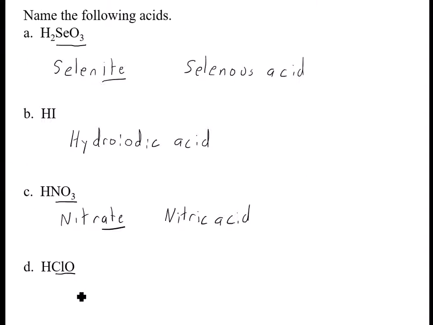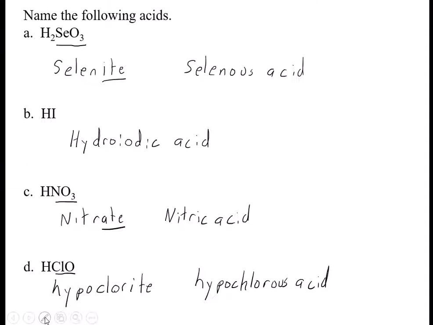ClO, okay, chlorine is on the 7, so it takes 2 to make ite and 3 to make ate, and this only has 1, so this is the hypochlorite ion, and so it becomes hypochlorous acid. Okay, so that's going from the formula to the name, and just like all the other ones, you have to go both ways.